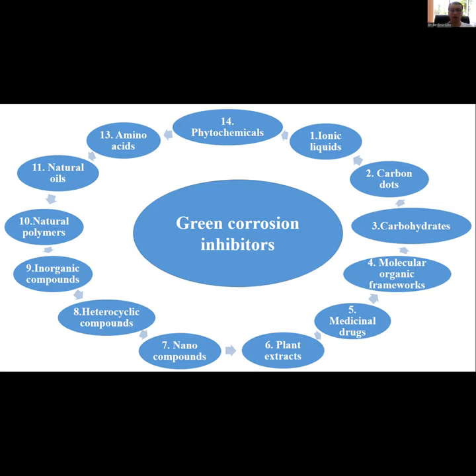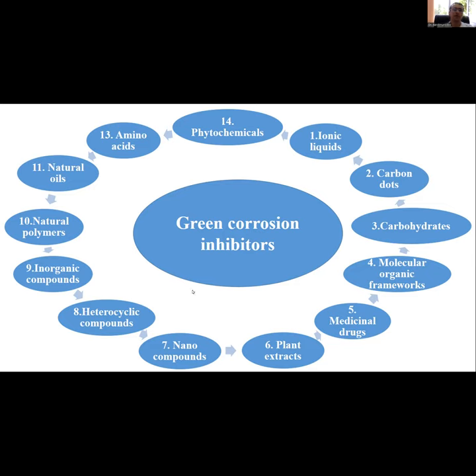The next one, natural polymers. Natural polymers, for example, chitosan maybe, and other polymers. These polymers also can protect the metal surface by forming a protective and very rigid layer on the metal surface. The next one is natural oils. Natural oils are also very interesting materials because natural oils contain amino acids, maybe proteins, or some oil types of compounds. These inhibitors may be widely used in the future.